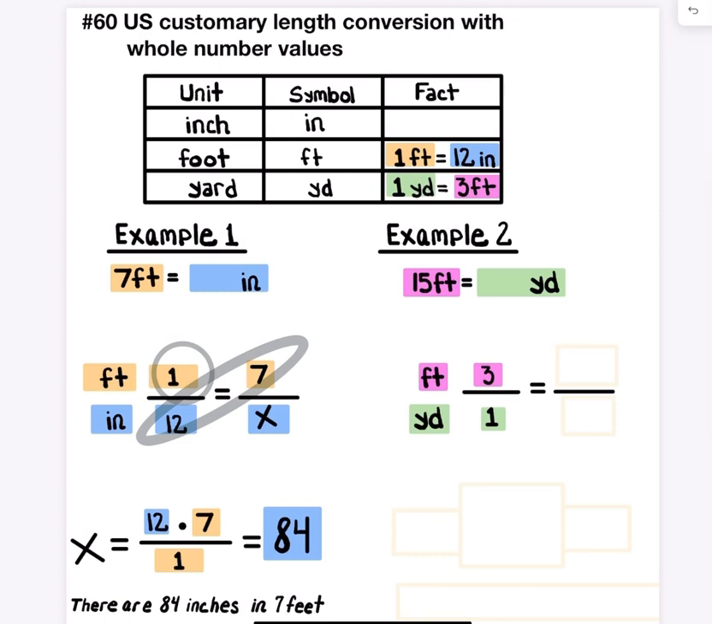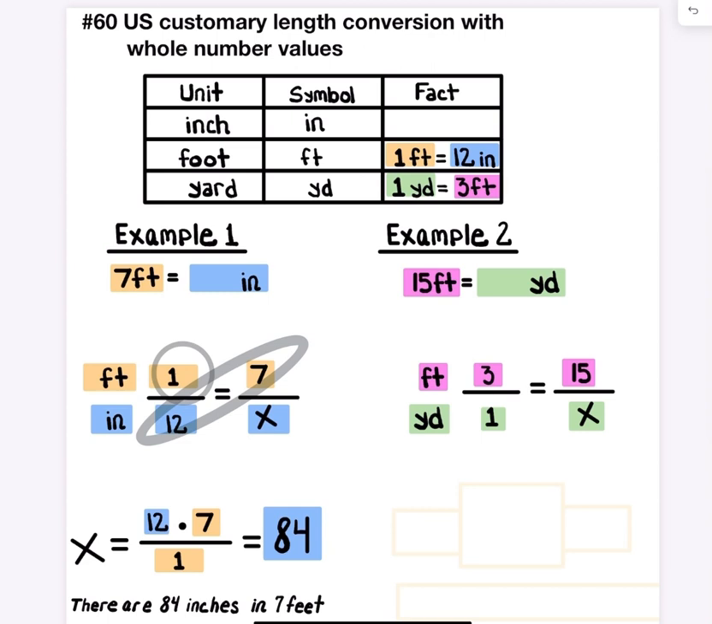Next, we need to decide what we're going to put in our second fraction. That comes from what we're trying to convert. 15 is feet, so that's going to go in the numerator. And we don't know how many yards, so let's call that x. Let's put x in the denominator, again, since it's yards.